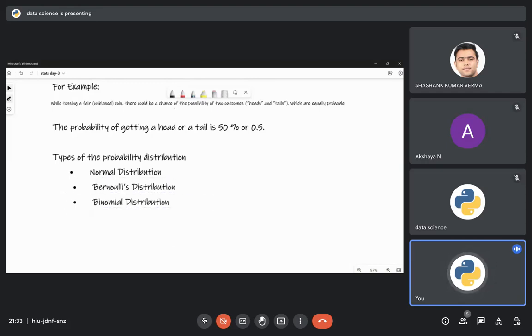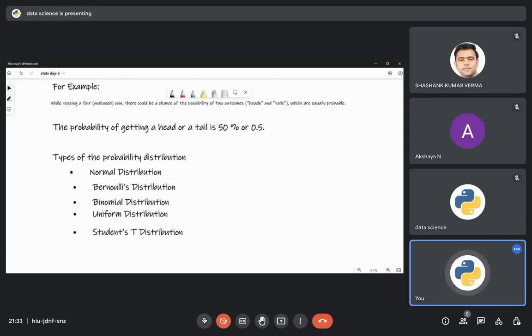Third is binomial distribution. Fourth is uniform distribution. And fifth one is Student's t-distribution. I will talk about these things, don't worry. It deserves a separate class.